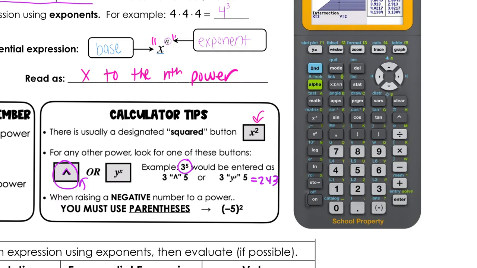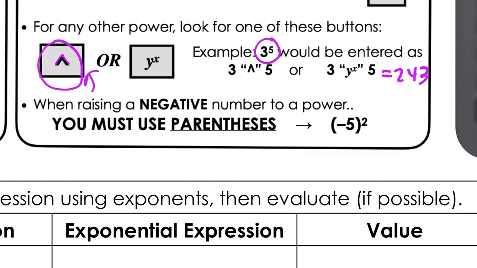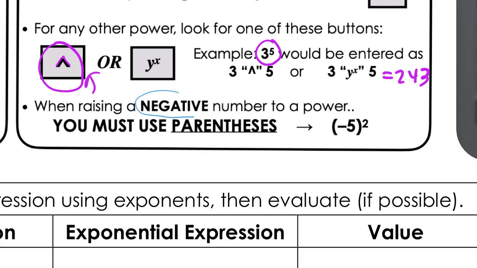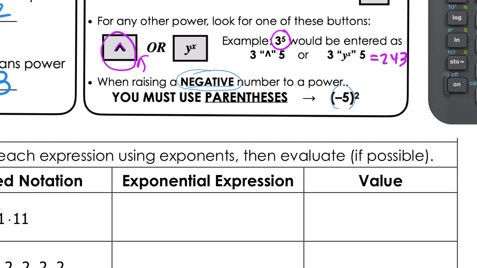Another thing to remind you about, and this is really important: when you're dealing with a negative number, if you want to raise a negative number to a power, you must use parentheses. If you don't, your calculator will likely give you the wrong answer. So make sure you're putting the negative in the parentheses, and then the exponent would go outside of the parentheses, okay? So let's just do some basic notation here.